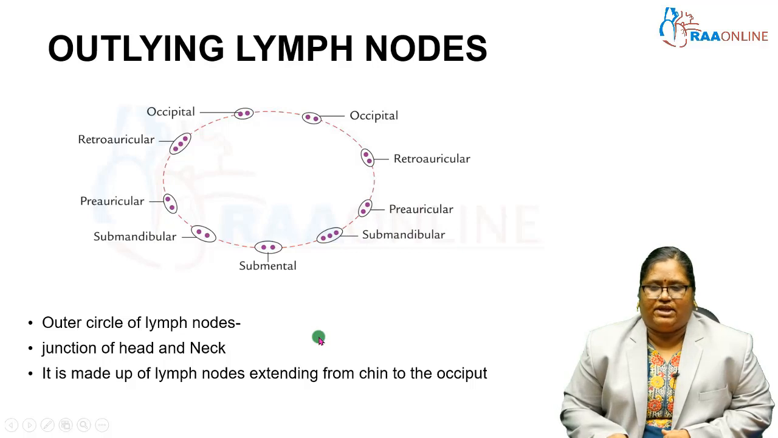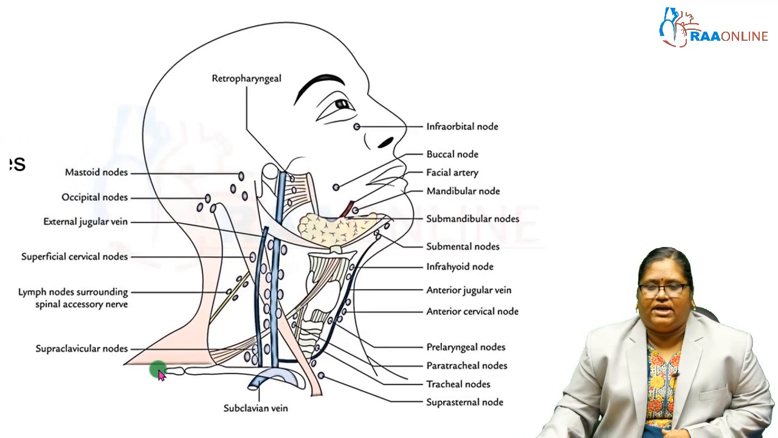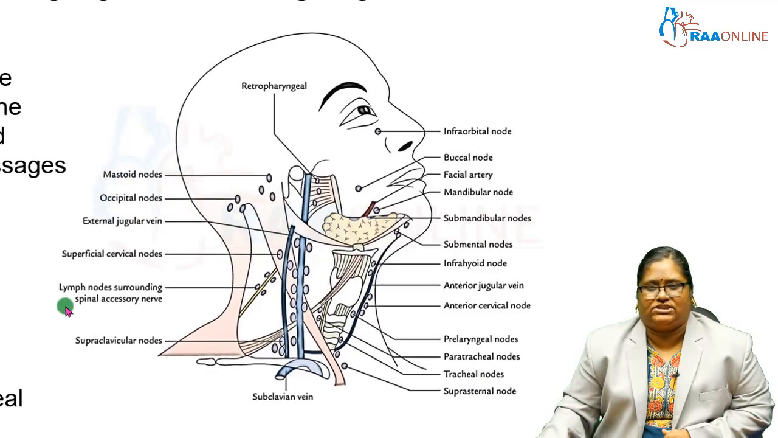Next we will see about the inner circle lymph nodes. It surrounds the upper part of the respiratory and the alimentary passages. What lymph nodes are included in the inner circle? We have the pretracheal, paratracheal, prelaryngeal, and retropharyngeal. Look here, this is the prelaryngeal lymph nodes, this is the paratracheal lymph nodes, and this is the tracheal lymph nodes. All these are included in the inner circle lymph nodes.